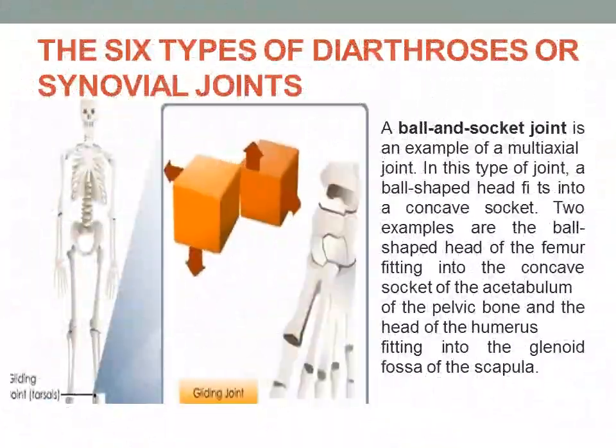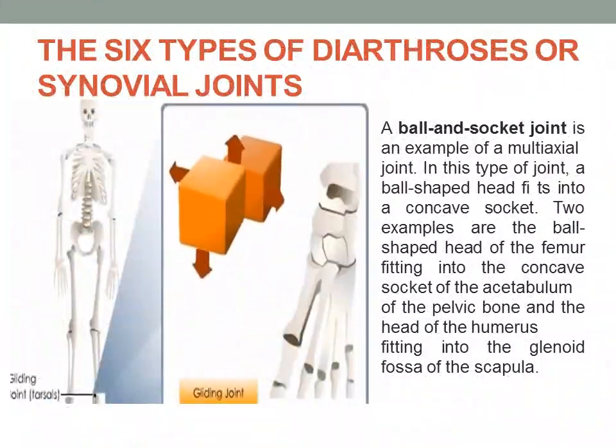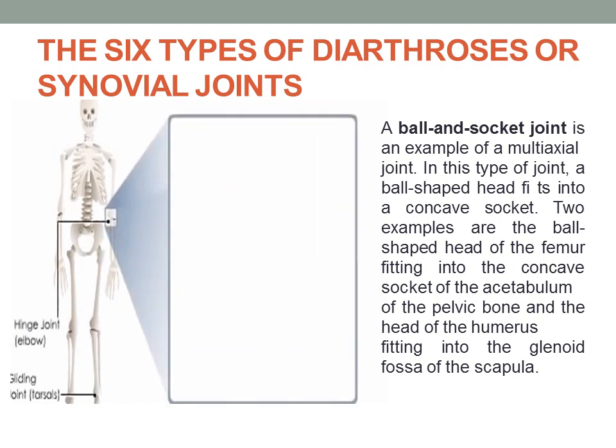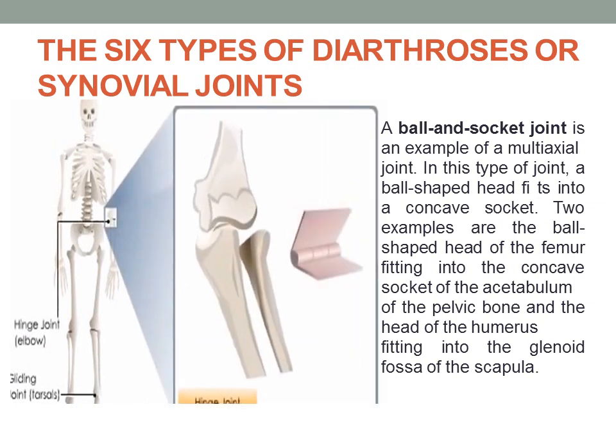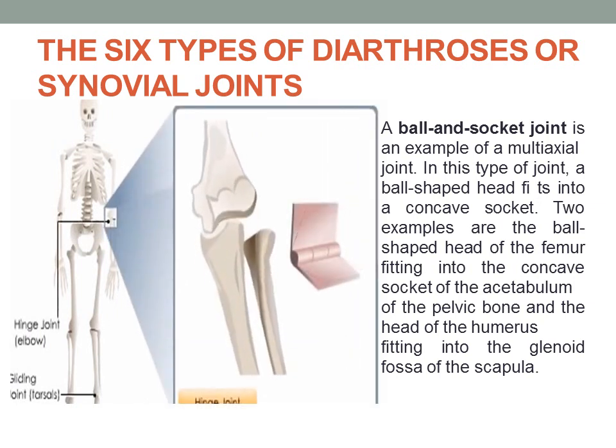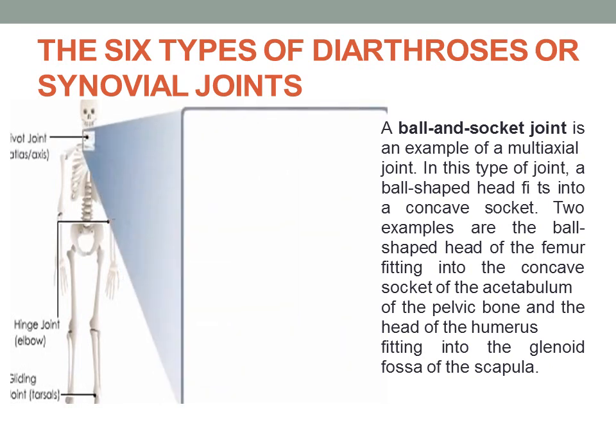The following movements can occur at diarthrosis or synovial joints. Flexion is the act of bending or decreasing the angle between bones. Extension is the act of increasing the angle between bones and is the opposite of flexion. Hyperextension increases the joint angle beyond the anatomic position.